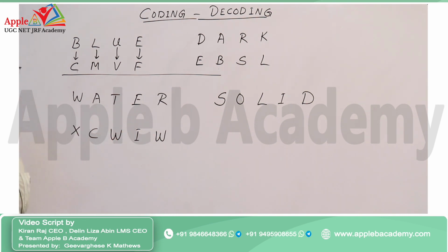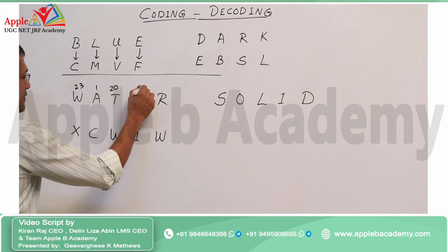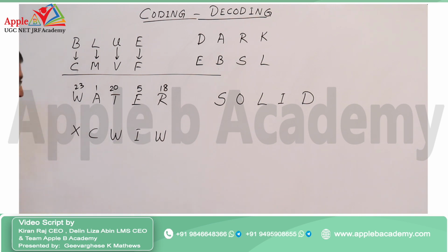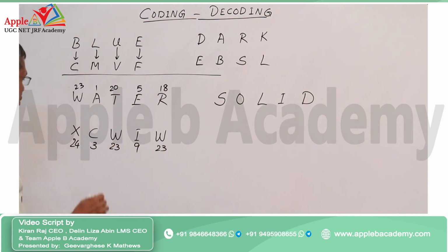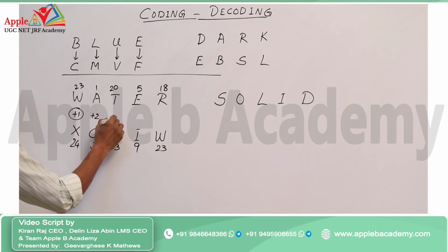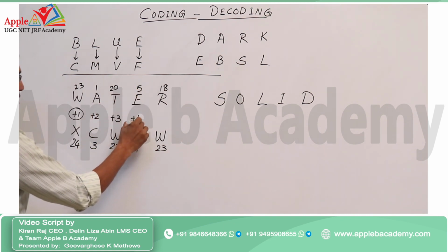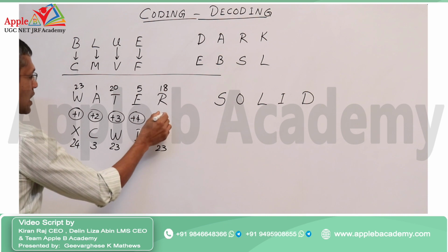The best way to deal with this kind of questions is, if you know the position values of letters, that would be really easy. W, A, T, E, R is 23, 1, 20, 5 and 18. In this case it is 24, 3, 23, 9, and 23 again. So try this. 23 and 24, it's plus 1, so W is coded as X. And 1 and 3, so it's plus 2. 20 and 23, it's plus 3. 5 and 9, plus 4. And 18 and 23, plus 5. Ultimately 1, 2, 3, 4 and 5.